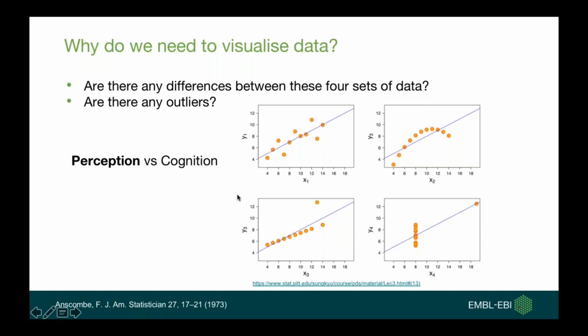So this difference between perception and cognition is a very important one, and this is a fundamental reason why we want to visualize data very often, because it's really much faster and requires much less effort for people to use their perceptual abilities in understanding data as opposed to their cognitive abilities.